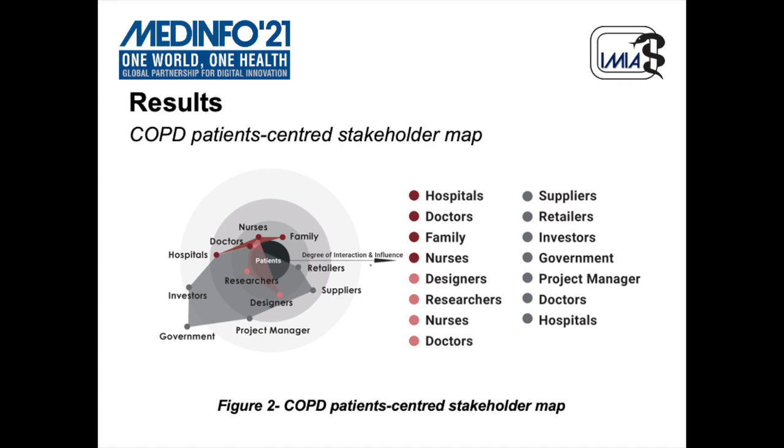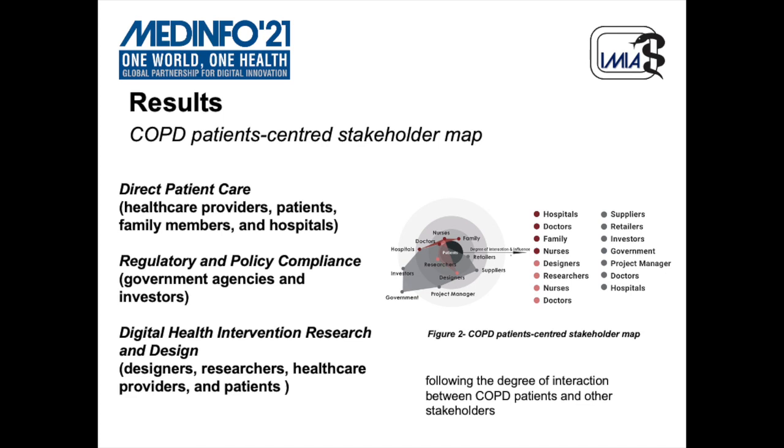The analyzing center was COPD patients. Here the stakeholders can be classified into three different functions for the COPD patients, which are the direct patient care, regulatory and policy compliance, and DHI research and design. There are three colors to clarify the different groups. The dark red area is the direct patient care. It has healthcare providers, patients, family members, and also hospitals. This group is to receive authoritative guidance and additional learning opportunities and also interactions with healthcare providers.